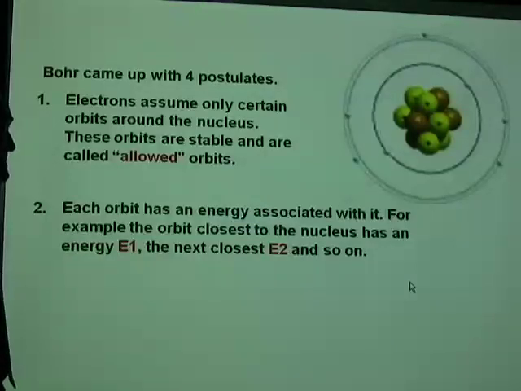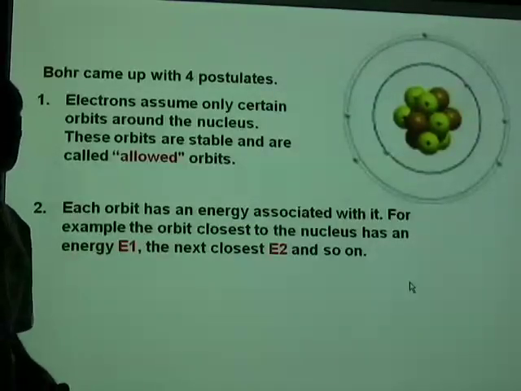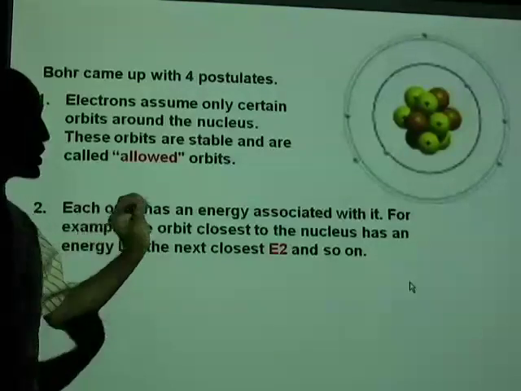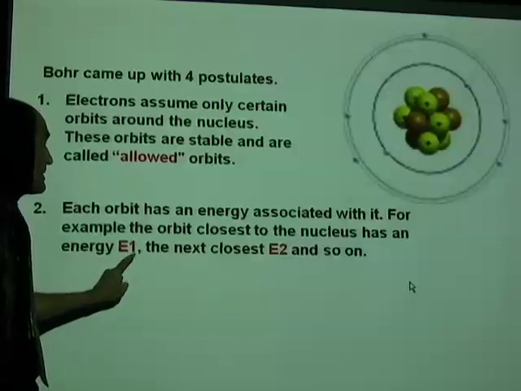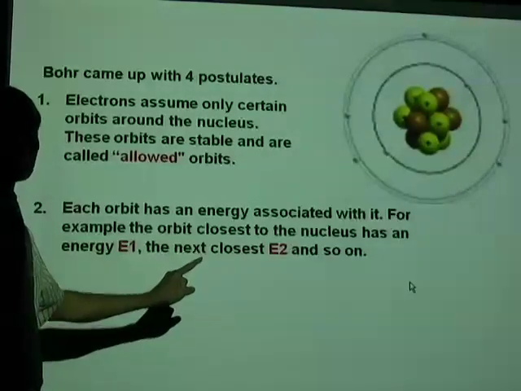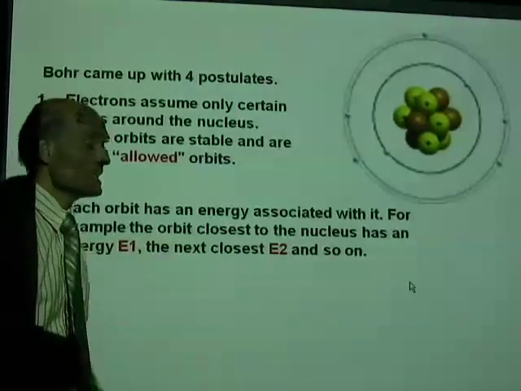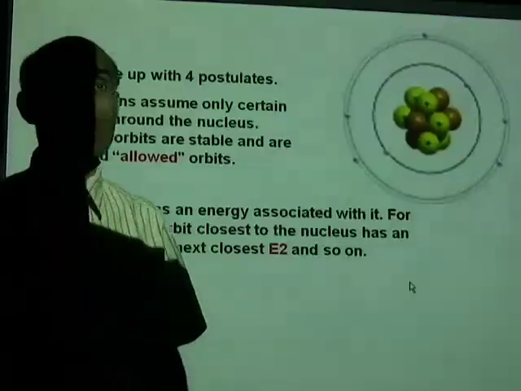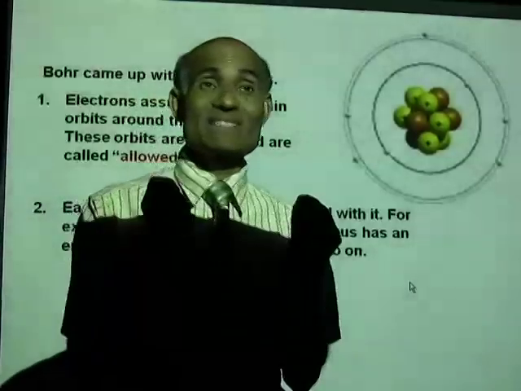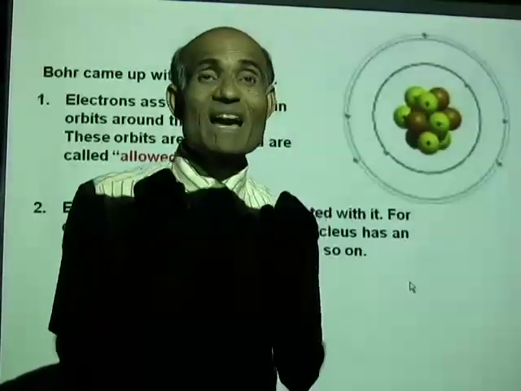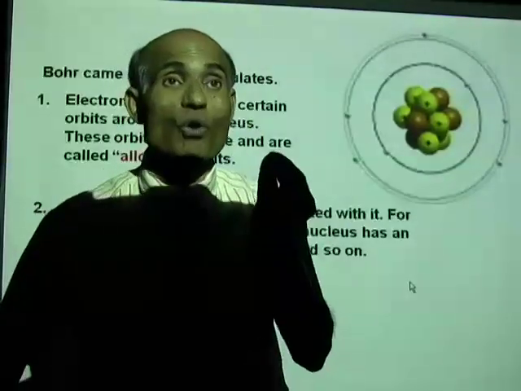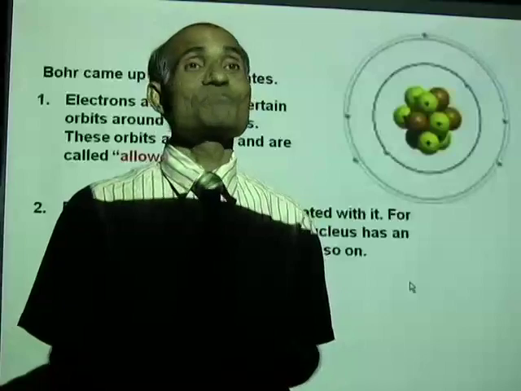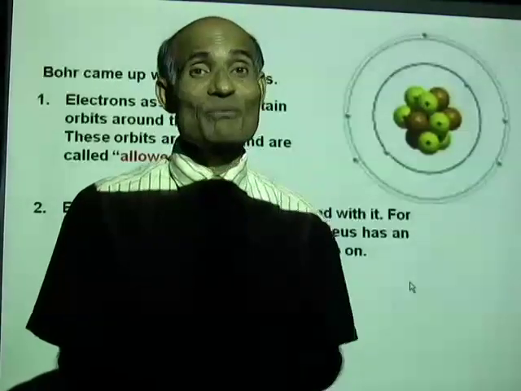Each orbit has an energy associated with it. For example, the orbit closest to the nucleus has an energy E1, and the energy of the next orbit is E2, and so on. In other words, we can assign each orbit an energy value, and that is the core of Bohr's model of the atom.